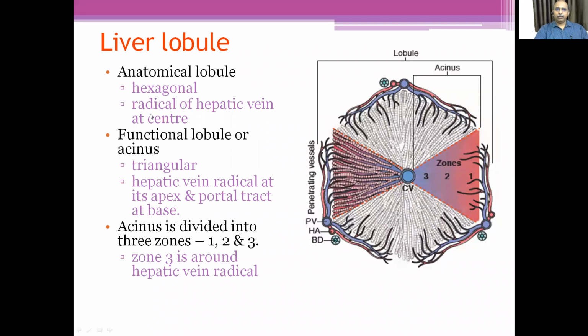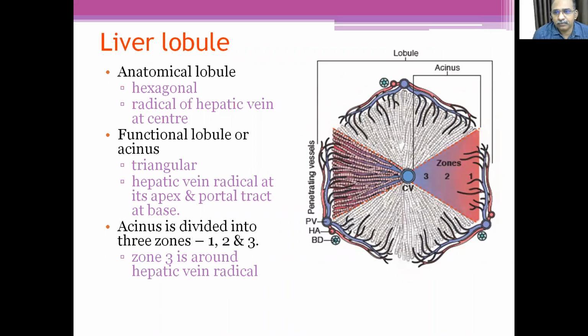The functional lobule is different from the anatomical lobule. Out of the anatomical lobule, we take only a triangular portion of it, and we consider it as a functional lobule. It consists of the central vein, and the other two edges consist of the portal triad. Can anybody say what are the components of the portal triad?